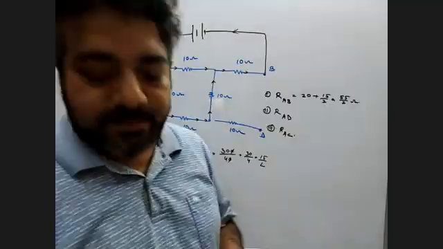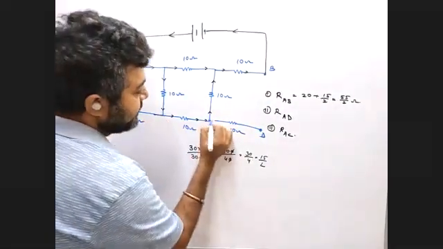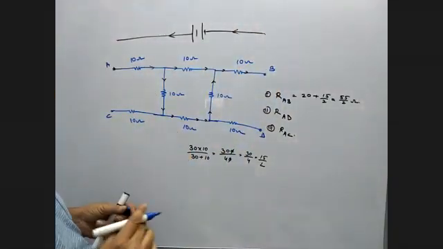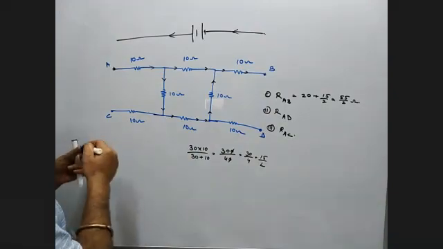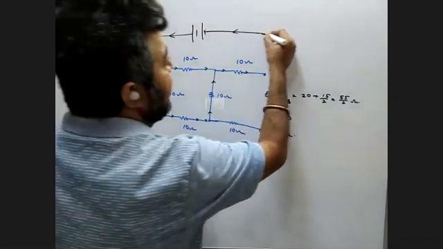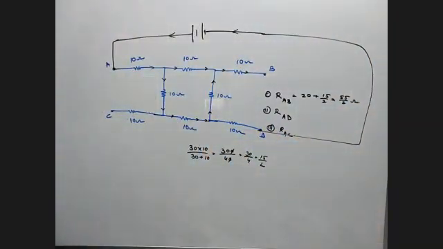Yes, sir. Okay. Now for the second part, again we join them and we remove this one. And now the question is between A and B. So basically you connect a battery, one point here and another point here. Am I clear? Is it clear, everyone? Yes, sir.